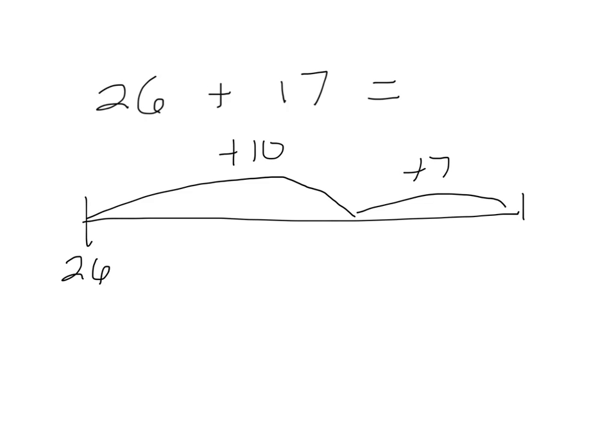So the way I would have done it is to separate the 17 into 10 plus 7, make my first jump a 10 jump, make my second jump a 7 jump. So 26 and 10 more would give me 36, and 7 more would give me 43. Hopefully you did something along those lines.